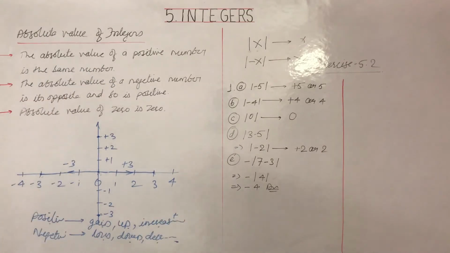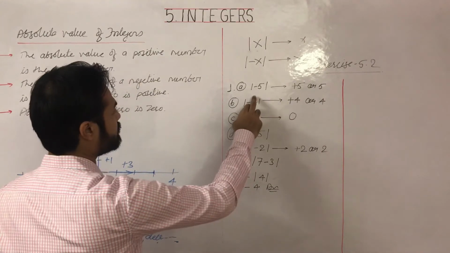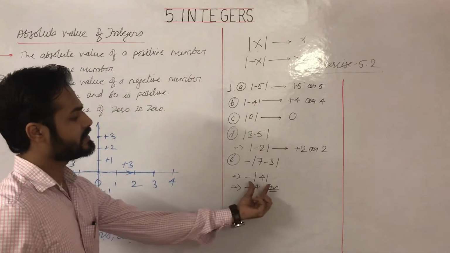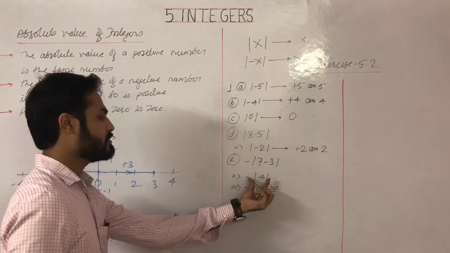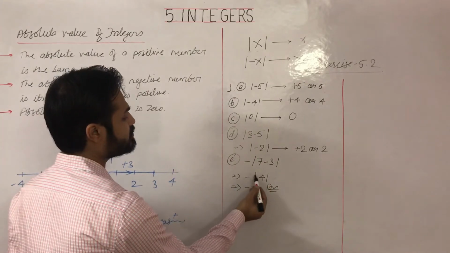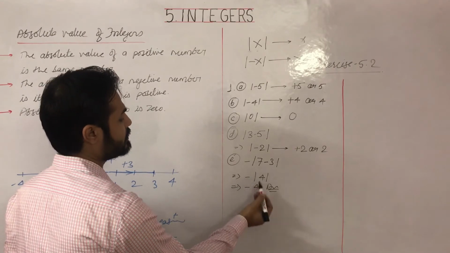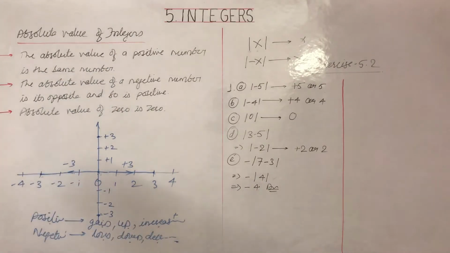Please don't get confused. Changing of sign, we have to change its sign if that sign is inside two vertical lines, inside the mod, then only we have to change the sign. And here the sign is before the vertical line, so we don't have to change this sign. Minus 4 is the answer.